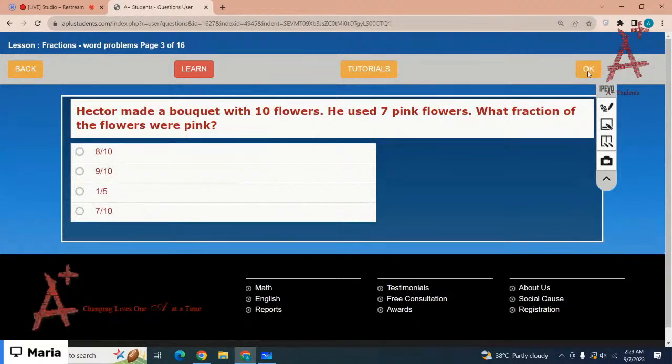Hector made a bouquet with 10 flowers. He used 7 pink flowers. What fraction of the flowers were pink? Which is the correct option? Yes, very good. That would be 7 out of 10 because the total flowers are 10. 7 of them are pink, so it would be 7 out of 10.